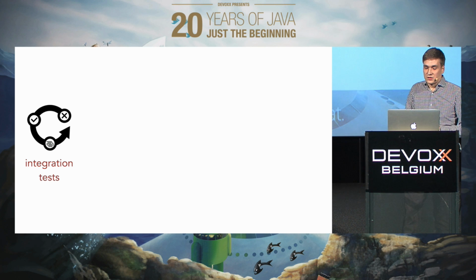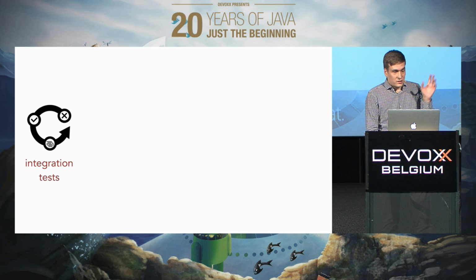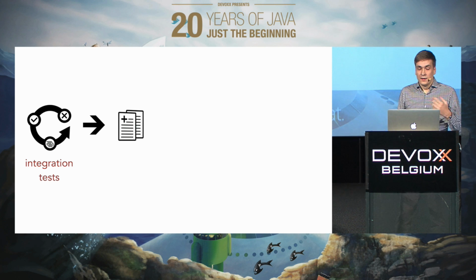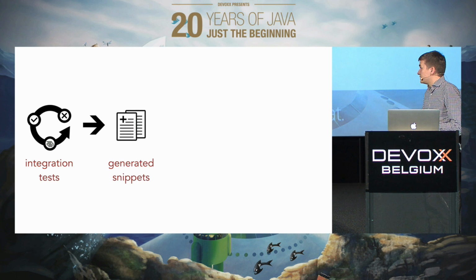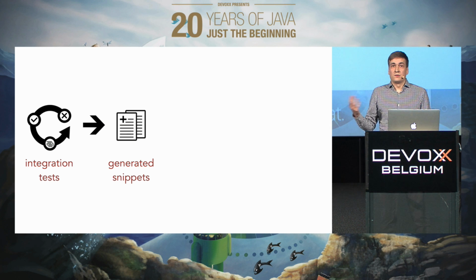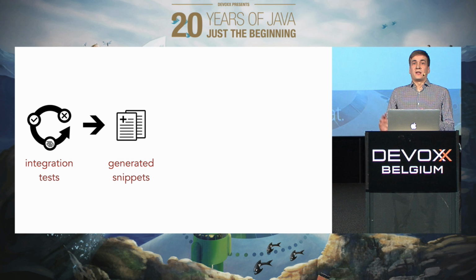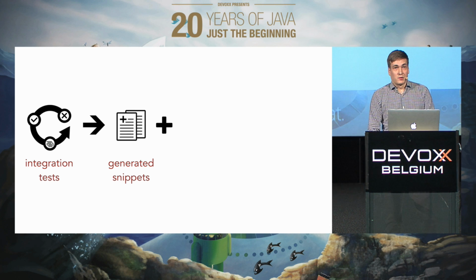I'll just show an example right away. Once you've got these integration tests, they can be run, and then once they're run, you can get automatically generated snippets, which are just serialized requests and responses, or tables about what fields you have in the responses and all that kind of stuff. And that's all generated and guaranteed up to date. So once you've got that, you also want to have that manual documentation that I was talking about.